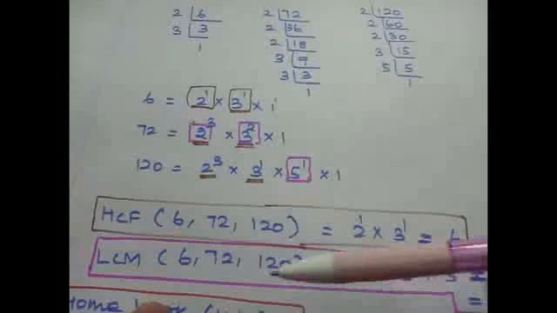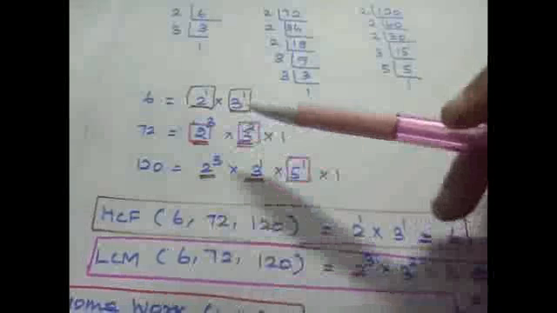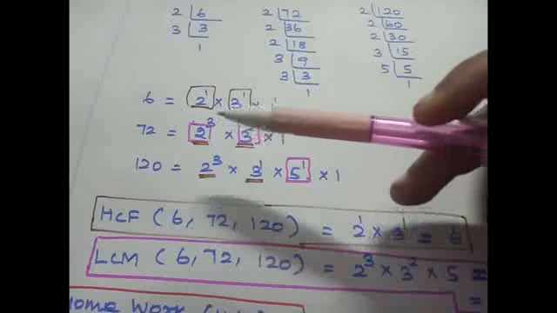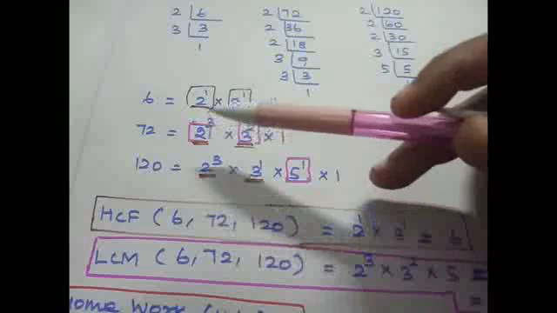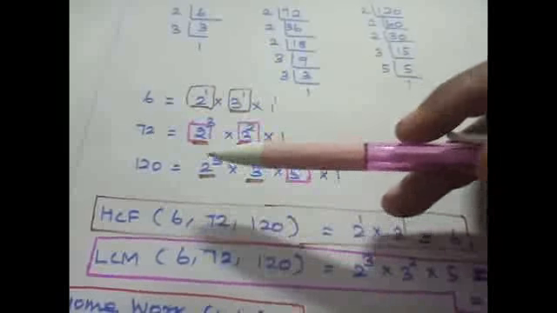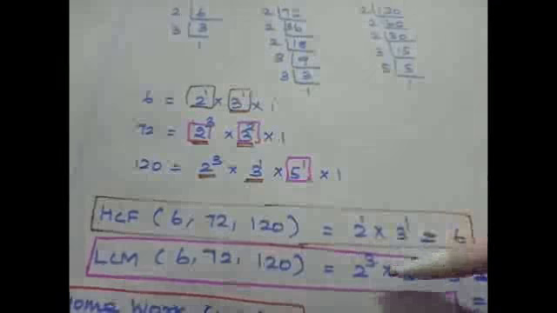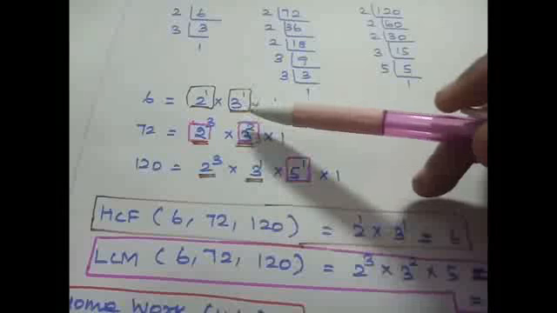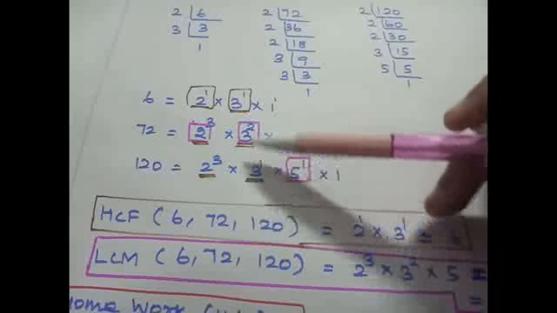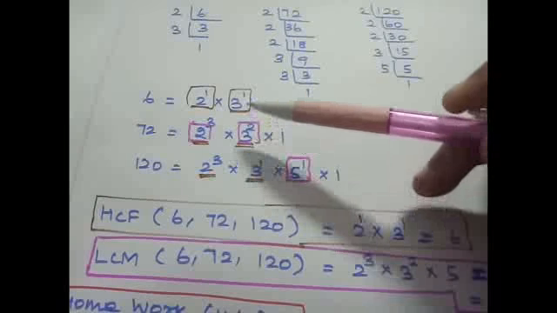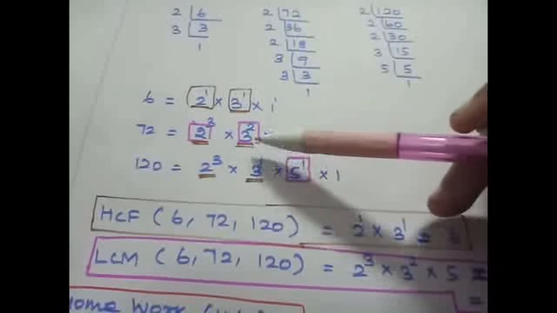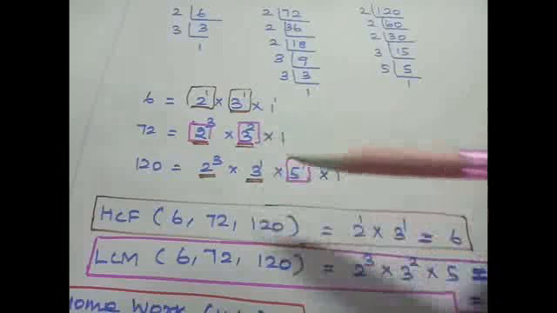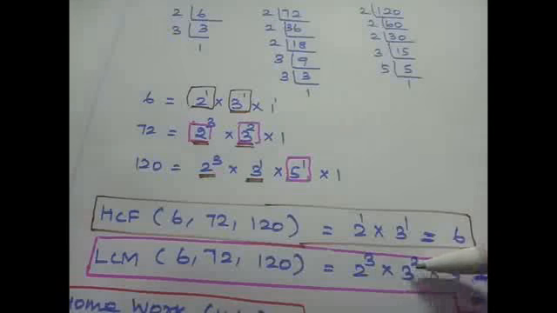Like this, if you want to find the LCM for these 3 numbers, you have to take the greatest power. For this common factor, the greatest power is 2 power 3, so I have written 2 power 3. 3 is also a common factor. Here it is 3, here also 3, but here it is 3 power 2. For LCM we have to take the greatest power, so I have taken 3 power 2.